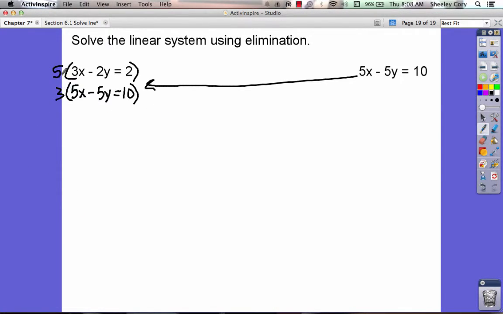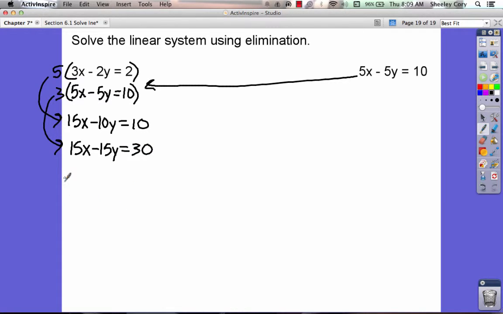So 5 times 3x is 15x. So this equation is coming right here. 5 times 3x is 15x. 5 times negative 2y is negative 10y. And 5 times 2 is 10. Now I'm going to multiply this one by 3. 5 times 3 is 15x, so that's right here. 15x. 3 times 5 is negative 15y. And 3 times 10 is 30.